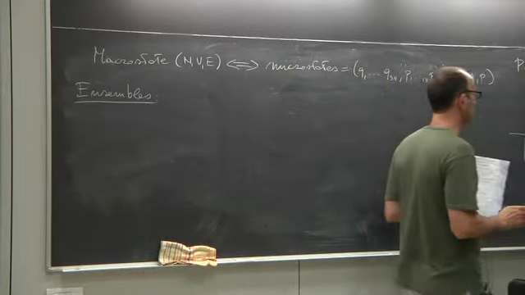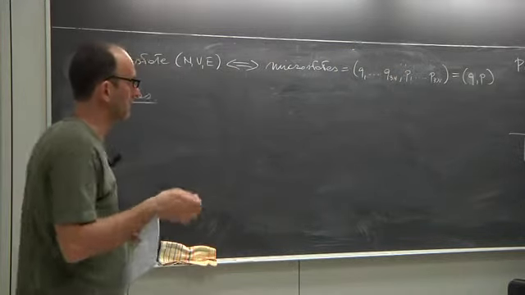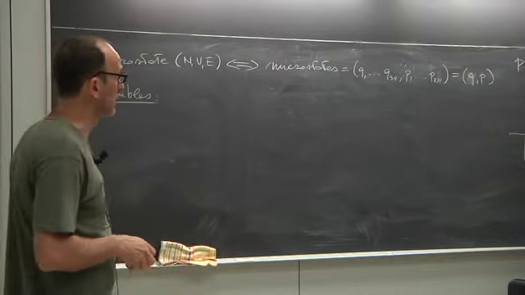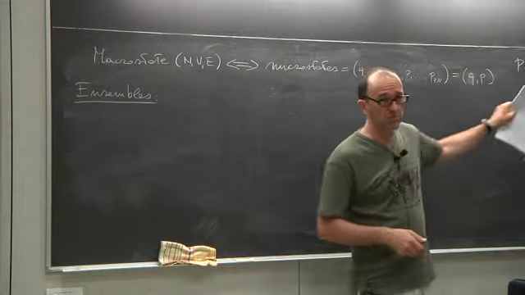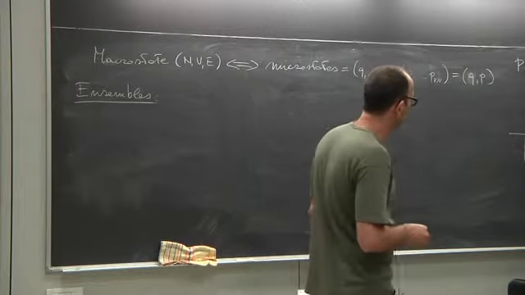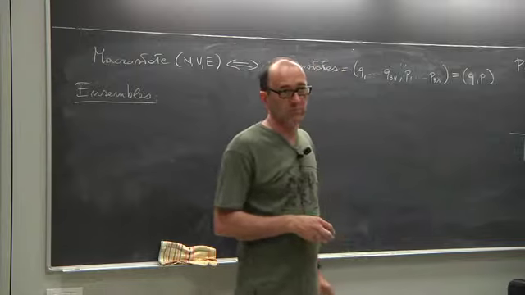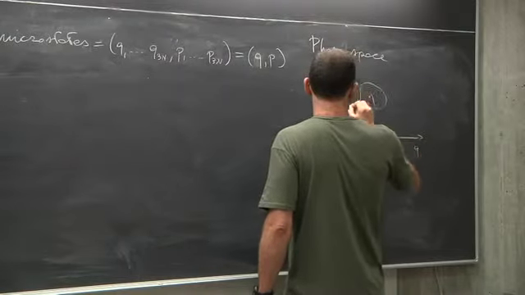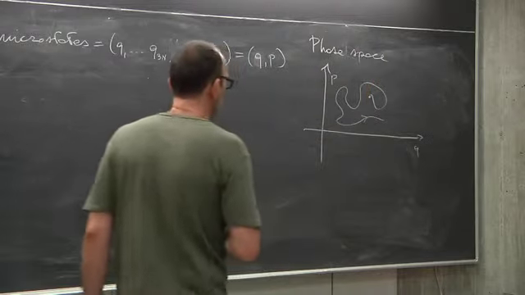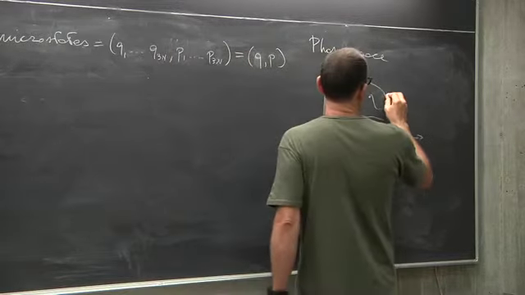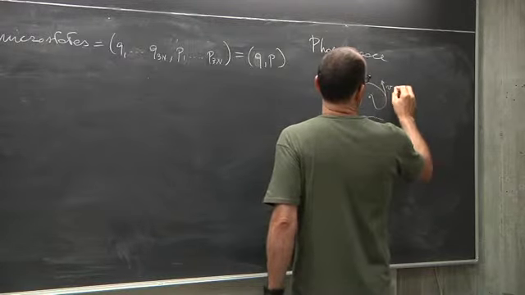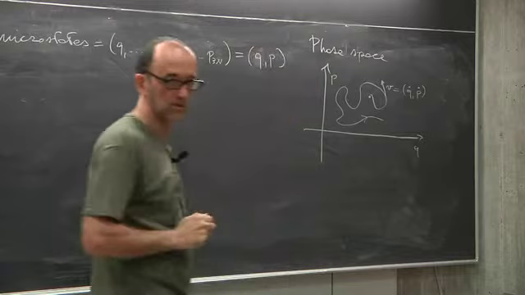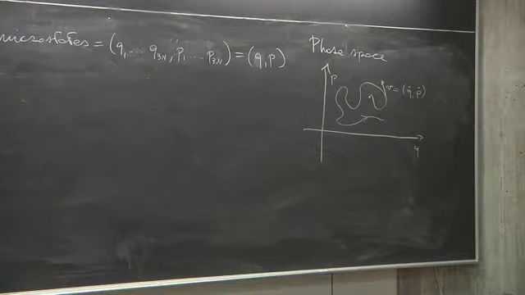So each microstate, we would like to associate with points in this space. Now, what do these points do? As time goes on, they move. They will follow a certain trajectory. And this trajectory, at each point, will have a certain velocity, which is given by Q dot and P dot, the time derivative of coordinates and the time derivative of momentum.